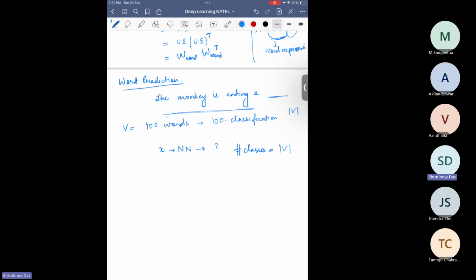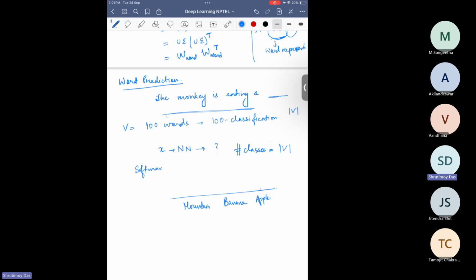So if you remember the previous classes, we discussed the softmax function, right? So suppose let us take an example of a 3 class classification problem. You have the first class, mountain, the second class, banana, the third class, apple.